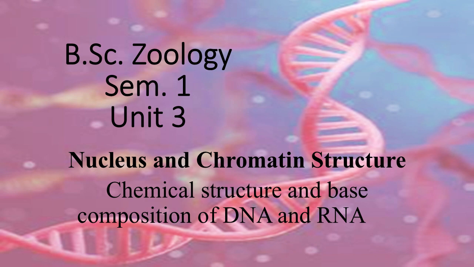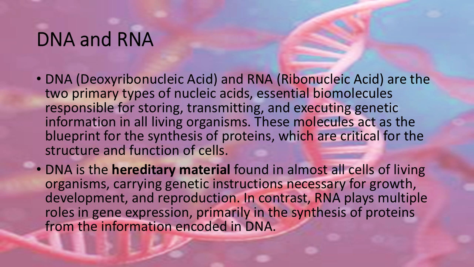Chemical structure and base composition of DNA and RNA. DNA, deoxyribonucleic acid, and RNA, ribonucleic acid, are the two primary types of nucleic acids, essential biomolecules responsible for storing, transmitting, and executing genetic information in all living organisms. These molecules act as the blueprint for the synthesis of proteins, which are critical for the structure and function of cells. DNA is the hereditary material found in almost all cells of living organisms, carrying genetic instructions necessary for growth, development, and reproduction. In contrast, RNA plays multiple roles in gene expression, primarily in the synthesis of proteins from the information encoded in DNA.